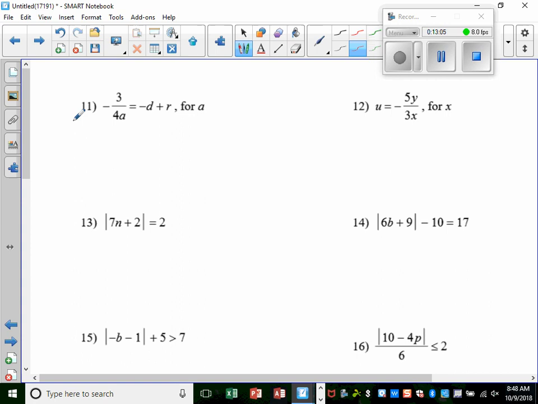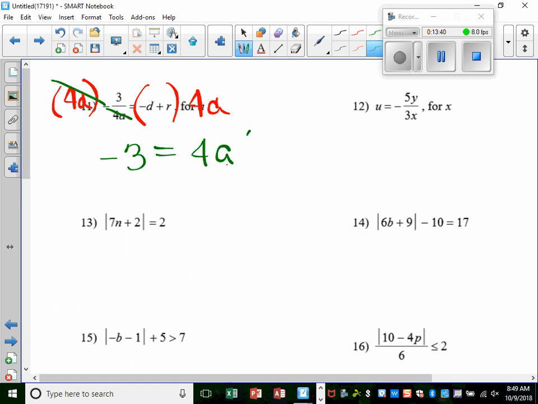All right, question number 11. We are solving for a. So again, I have a fraction down here. So if this is being divided by 4a, I want to multiply both sides by 4a. This one was a little tricky, so you might want to write this one down. Okay. So that will eliminate that right there, and I'm going to have negative 3 equals 4a times negative d plus r. Okay, or you could have left the 4a on the other side. I like to put it at the beginning.